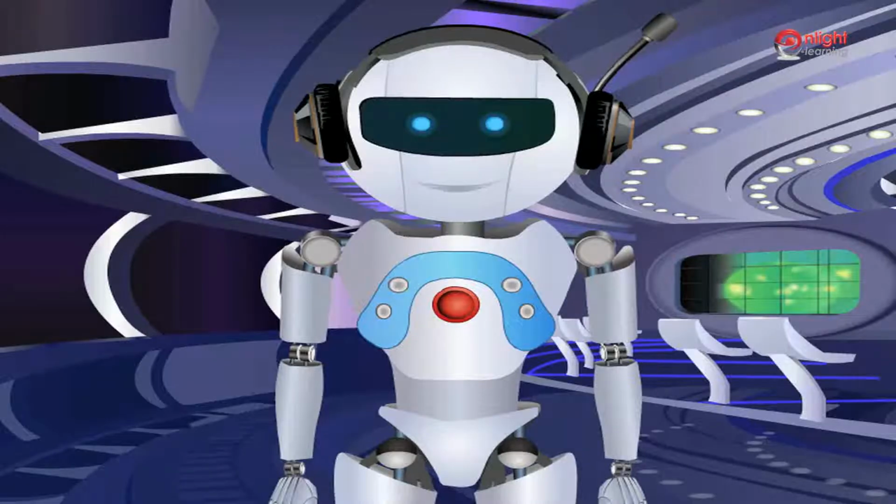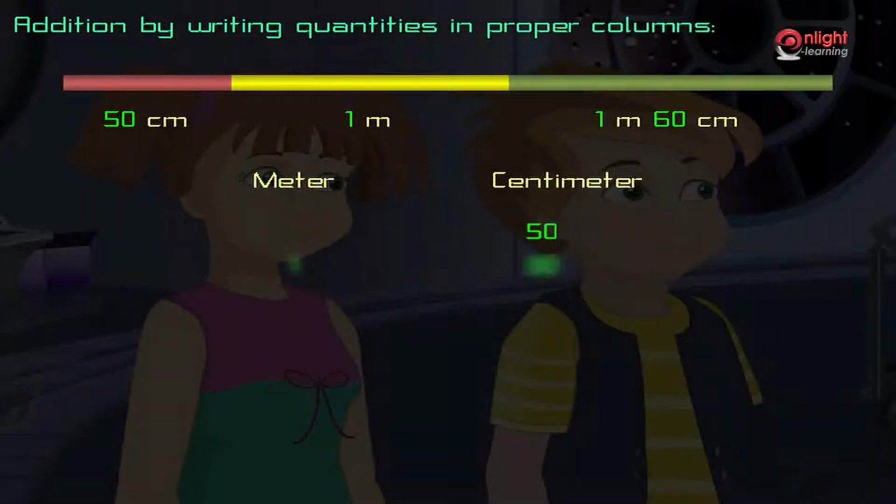Let us now employ the method of addition by writing quantities in proper columns to solve this problem. In this method, all the quantities are expressed in columns such that quantities of the same unit lie one below the other. The columns are arranged in decreasing order of largeness and magnitude. Hence, meter comes before centimeter. Therefore, 50 centimeters and 60 centimeters lie one below the other, and 1 meter of the two parts lie in the same column as shown.